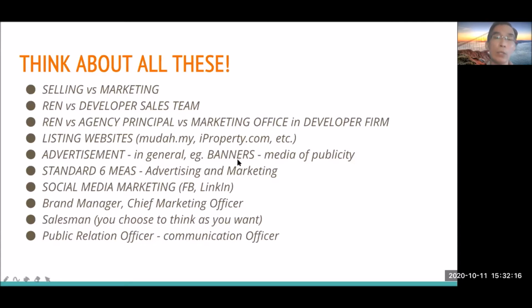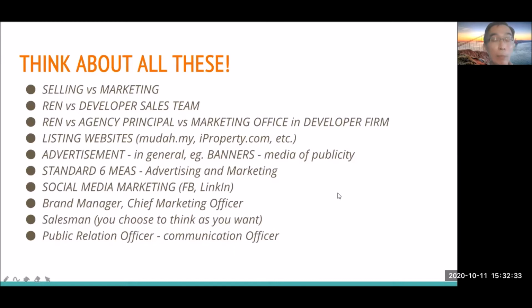And then what type of advertisement to use, what media, what type of approach you want to use, younger generation or older generation of customer. And we have one standard, MEAS, the Malaysian Estate Agency Standard on Advertising and Marketing. This one, of course, is more regulation related.